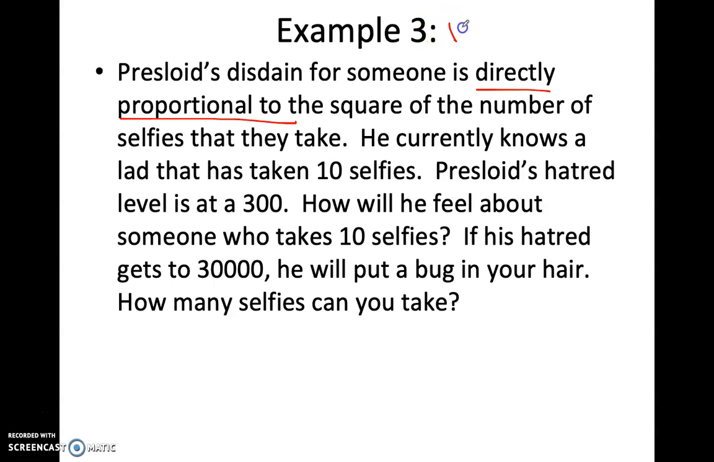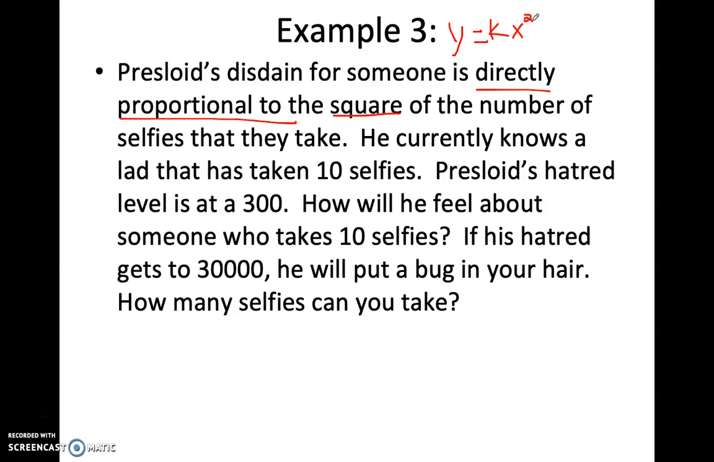You know it's y equals k times, and we're going to multiply. Now this says the square of the number of selfies, so we're not just going to say x this time, we're actually going to say x squared. You just put down whatever is written there. So that's the general equation we're going to be writing. We'll use different letters in the future, but we'll get to that in the next slide.